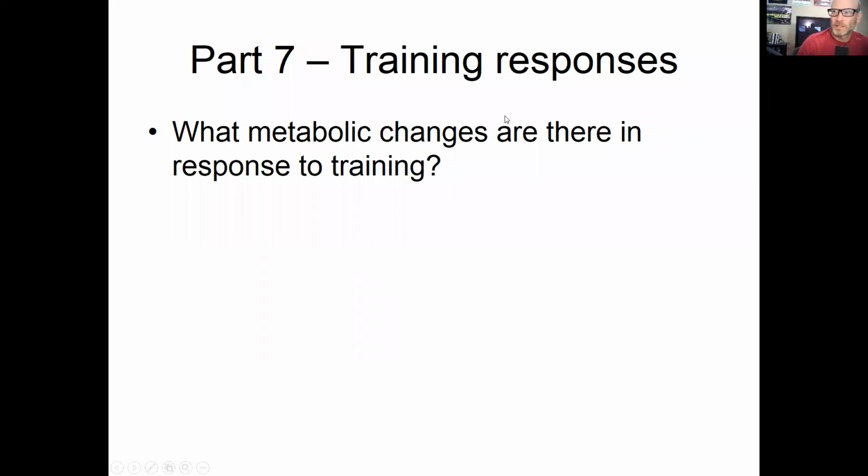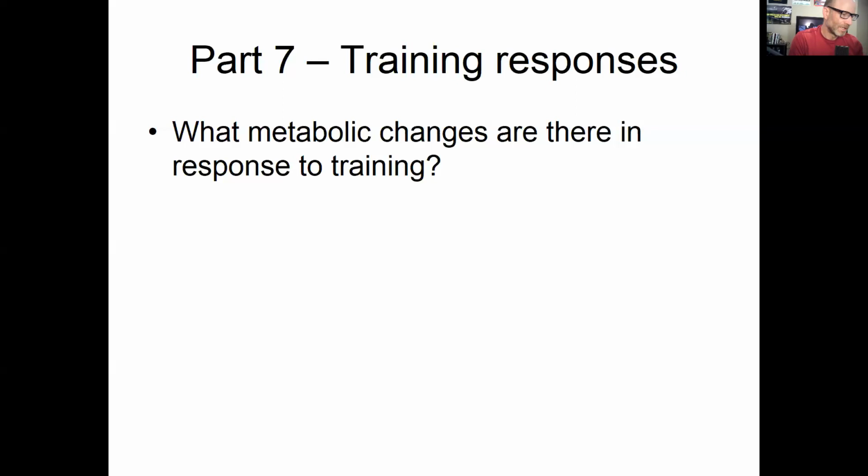Okay, let's talk about training responses. This is part 7 of chapter 3. I actually don't like this part, and the reason is because the changes that happen physiologically or metabolically are pretty obvious, but they're only obvious if you have a correct training program. It's far too easy to make mistakes in designing a training program.